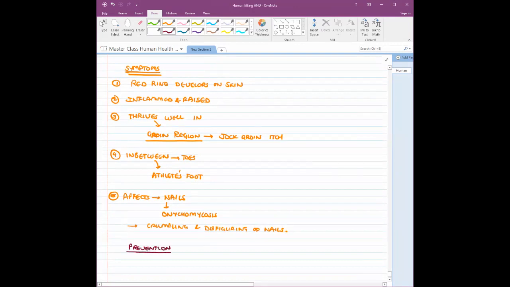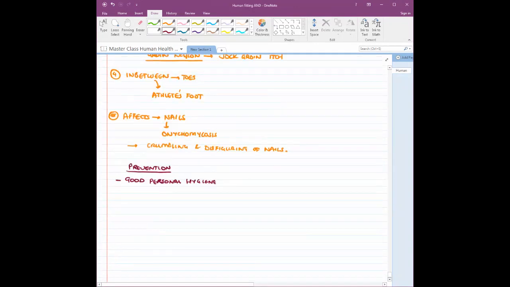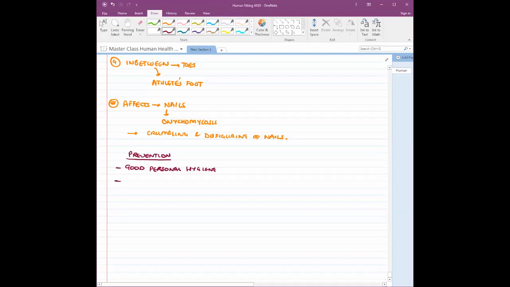When we talk about good prevention, guys, it should be good personal hygiene. If you are having good personal hygiene, then definitely you are going to avoid the wet places and the warm places. You'll make sure you take good care of it, especially the groin region. You will take good care of that.